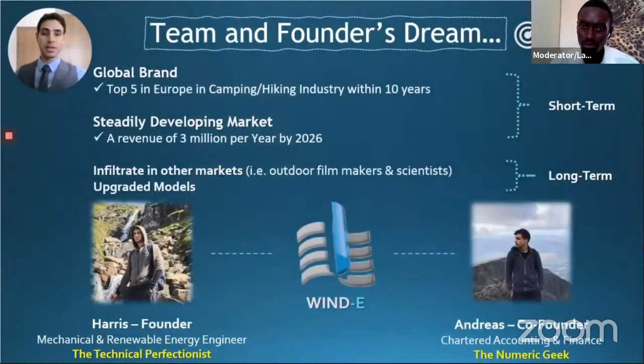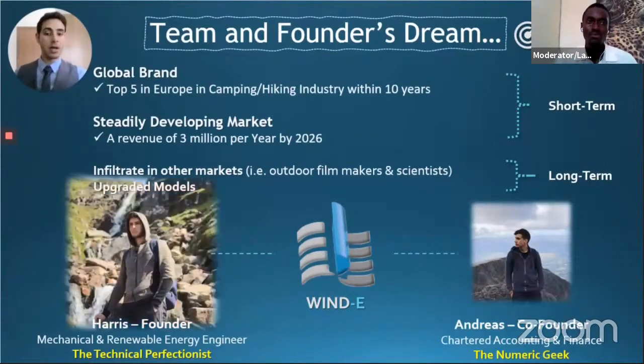Our dream as a team is to create a global brand and be one of the top 5 in Europe in the camping and hiking industry as energy providers, with a steadily developing market and a revenue of 3 million per year by 2026. Our long-term goal is to infiltrate other markets and create upgraded models. In such a case, customers can send us their old turbines free of charge and buy the new one at a reduced price. We will use this recycled plastic to create the upgraded models.